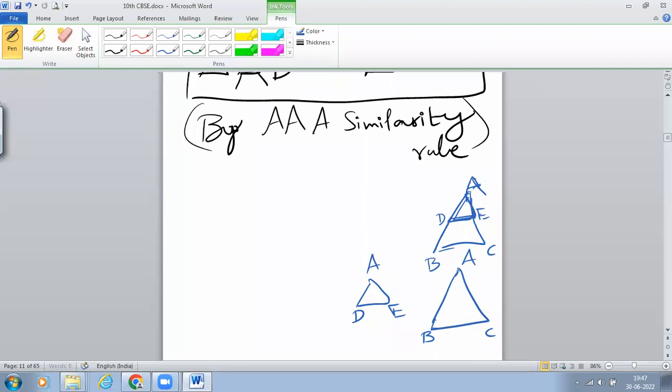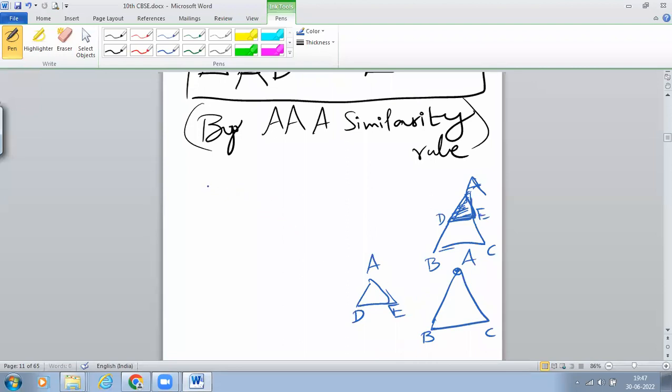Okay, this is ABC. Are you able to see the difference? This is the small triangle ADE. I have drawn it separately. And this is the bigger triangle ABC. Now, we have just now proved that these two triangles are similar. Since these two triangles are similar, their corresponding sides are proportional.